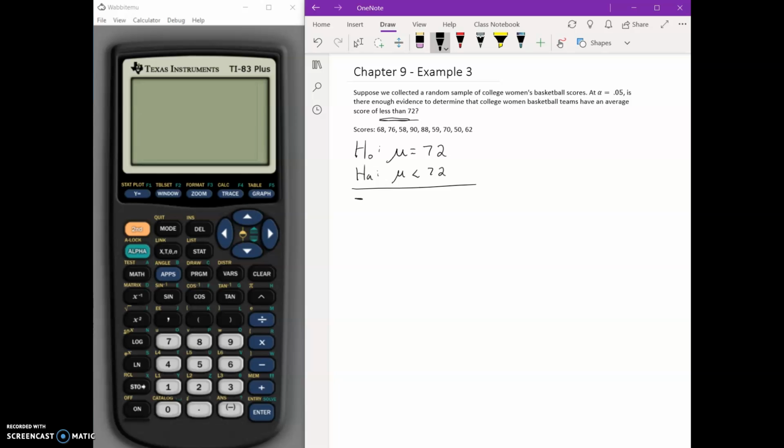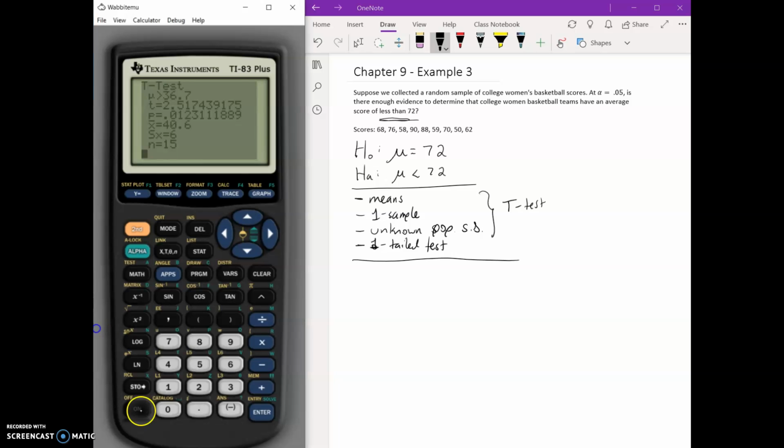So what we notice here is that we are looking at means. We are looking at a one sample. We have an unknown population standard deviation. And this, again, is a one-tailed test. It's a one-tailed test because of our alternative hypotheses. As a reminder from the last video, if we're looking at means of one sample with an unknown population standard deviation, we're going to be using a t-test.